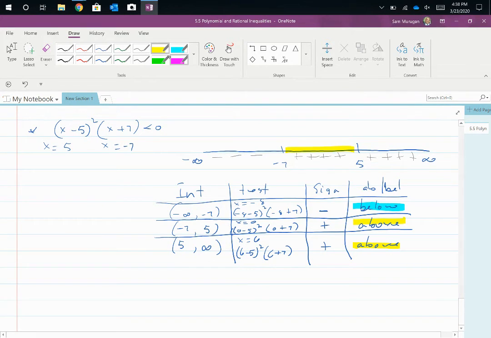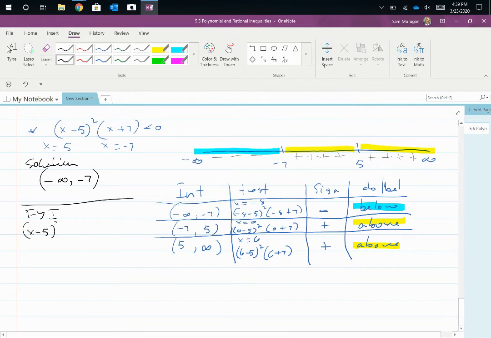So this is above, but the question is strictly asking about below the x-axis, so the solution would be from negative infinity up to negative 7. Again, an FYI, if we were asking about above the x-axis, let's say x minus 5 squared, x plus 7, let's say this was greater than or equal to 0, we will be naming the portions that are above the x-axis from negative 7 to 5, and then from 5 to infinity.